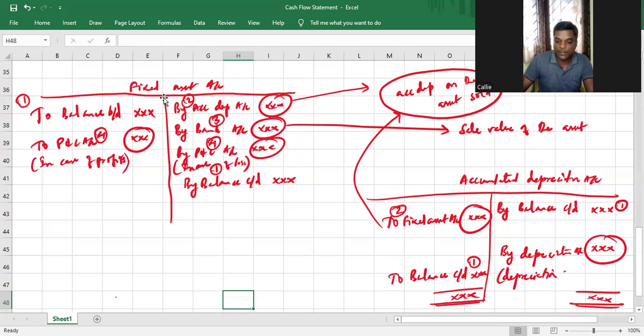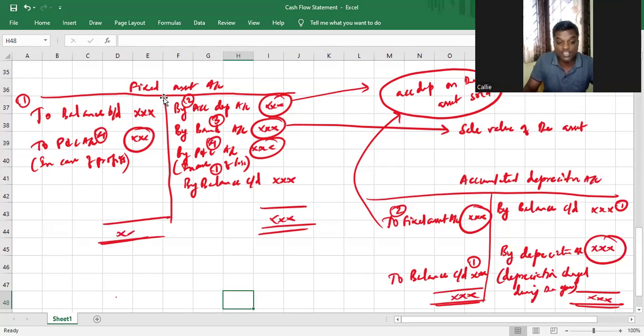Depreciation charged during the year. This is one of the pieces of information that we require to prepare the cash flow statement. And when you balance the fixed asset account, you will most probably have the balancing figure on the debit side, and that will be the asset purchased during the year. You write to bank, asset purchased during the year. Understood or not, my dear children?